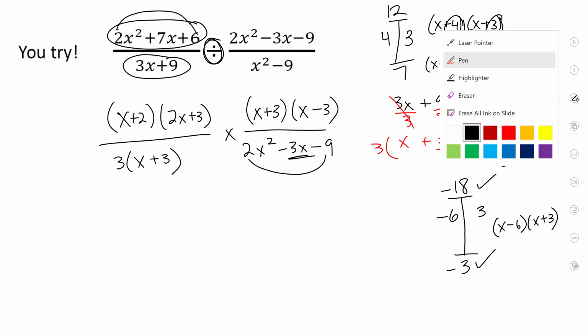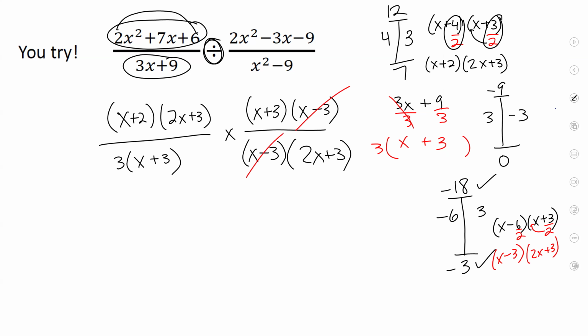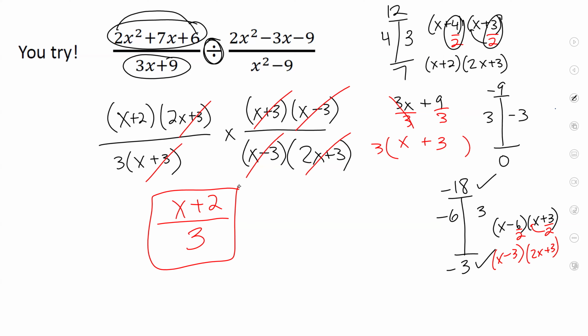Do not forget to divide by that 2 that you multiplied by in the beginning. So this will become x minus 3. Bring this 2 to the front. This is 2x plus 3. So I'll rewrite this denominator with my new factors, x minus 3 times 2x plus 3. Okay, lots of things will cancel out. X minus 3 and x minus 3, x plus 3 and x plus 3, 2x plus 3 and 2x plus 3. I'm left with x plus 2 in the numerator and 3 in the denominator.